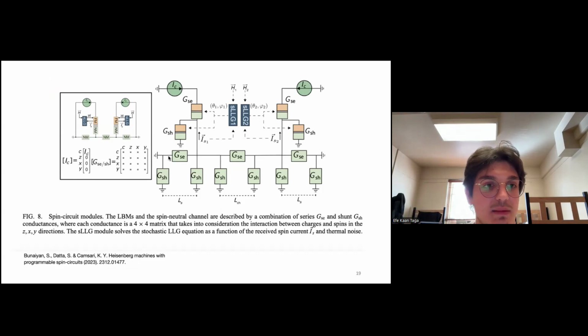And here is another similar schematic figure. We can see the spin neutral channels are described by a combination of series and shunt conductors, and they are grounded, where each conductor is a 4 by 4 matrix that takes into consideration the interaction between charges and spins in the x and y directions. And the LLG module solves the stochastic LLG equation as a function of the received spin current and the thermal noise.